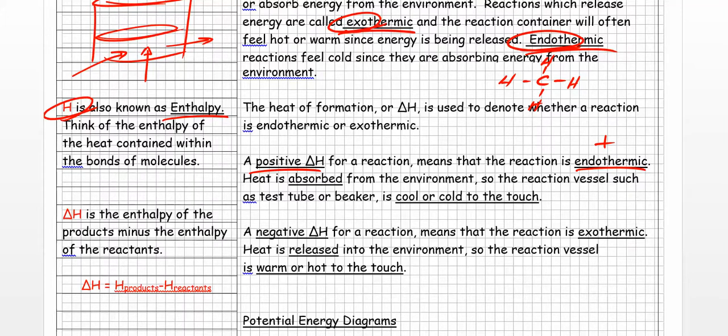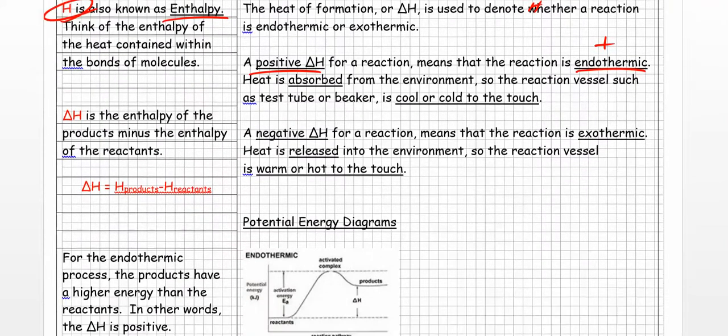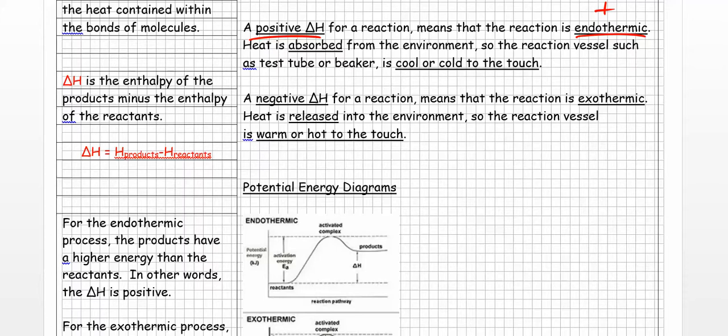Negative delta H is exothermic. Okay, a negative delta H is exothermic. So a negative delta H for a reaction means that the reaction is exothermic. Negative delta H, exothermic. Heat is released into the environment. So the reaction vessel is warm to the touch or hot to the touch.